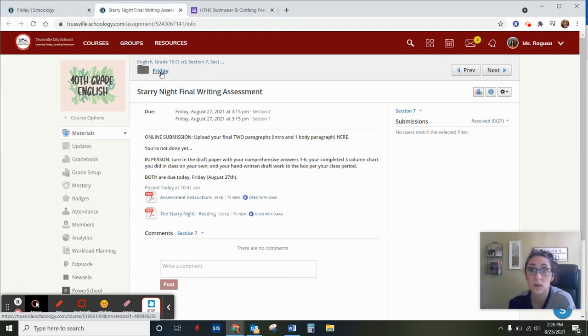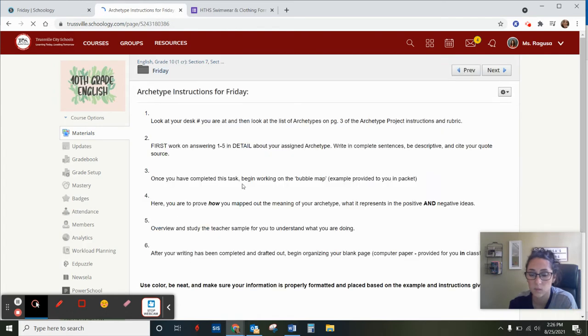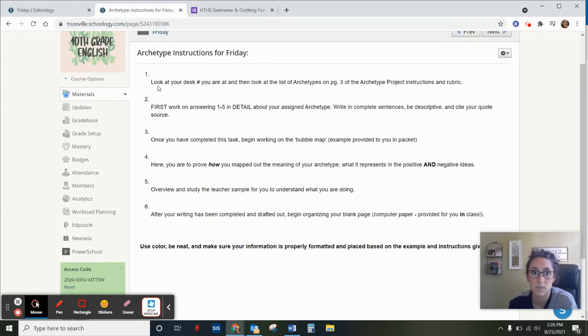So moving on. After that, you then have instructions for the project that you're going to also work on Monday, but is due Monday. It does not take that long. So that's why we're going to start on it here. For the instructions, look at your desk number that you're sitting at. Then look at the archetypes on page 3 of the archetype project instructions and rubric.